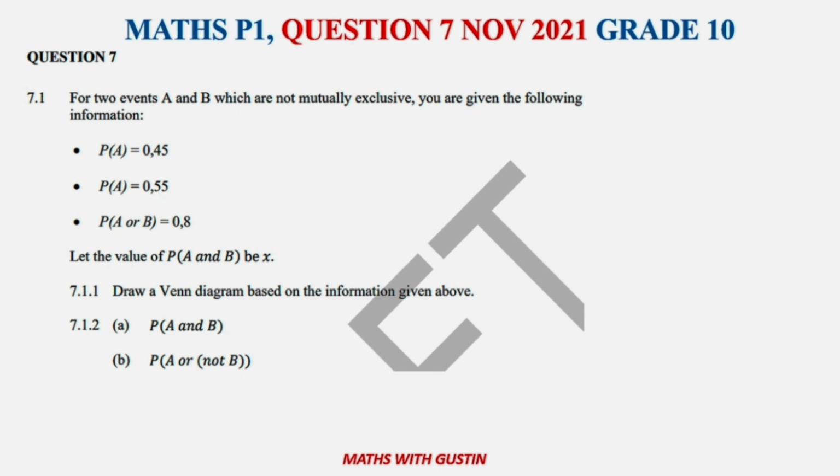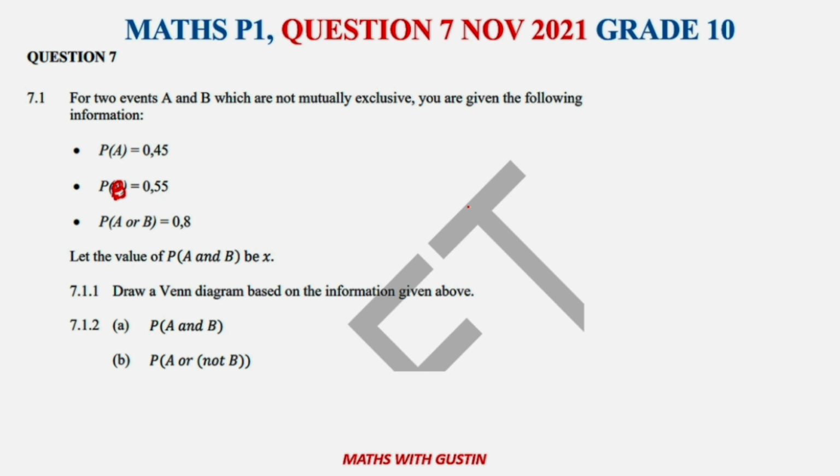I don't know how this one passed the exam. I think yes, it's the probability of B, guys. Otherwise, this question won't make sense. Now let the probability of A and B be X. Great stuff. We will definitely do that.